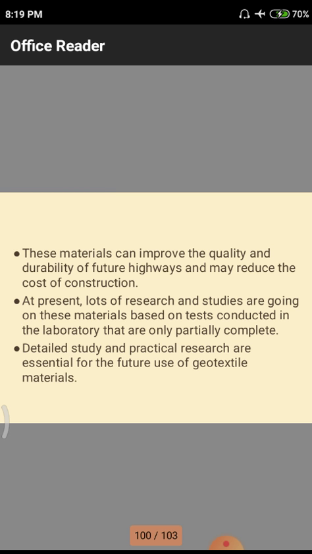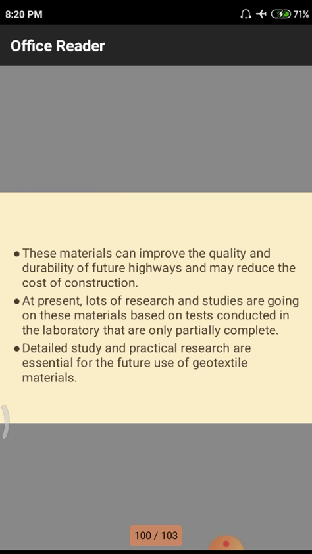And those will be conducted in the laboratories, and they are only partially complete. That means studies are going on these materials based on the tests conducted: elongation test, compressibility tests and temperature controlling tests. All those tests we have to observe in laboratories, and we have to add some quantities of additives to improve the tension properties and compressive properties of the polymers.